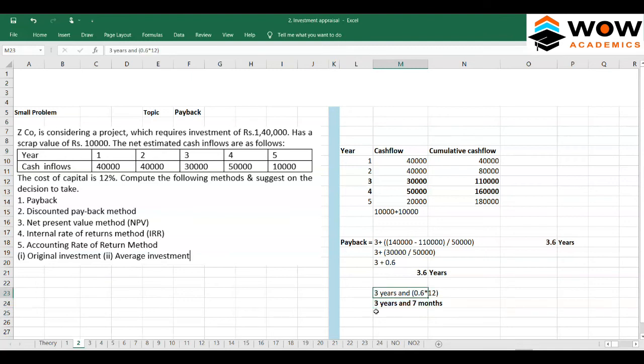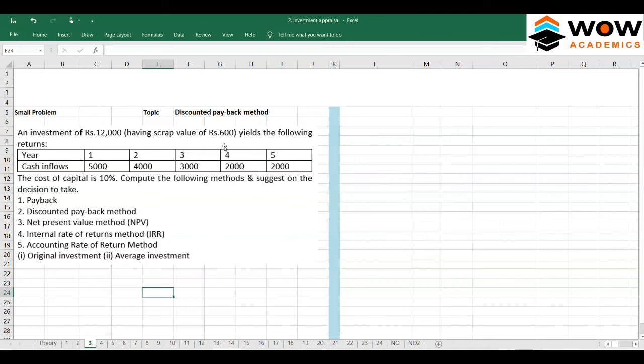So either the answer can be written as 3.6 years. If the question specifies, please write it in terms of years and months, you have to put 3 years and 7 months. So that's about the idea and concept here. Hope you guys got an idea. We will now move on to the next method.